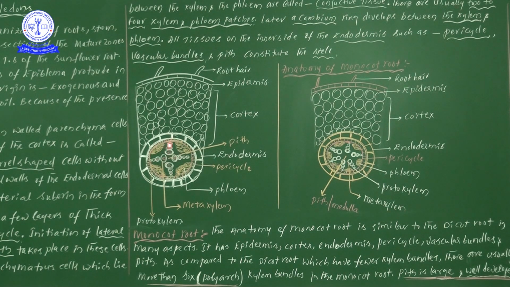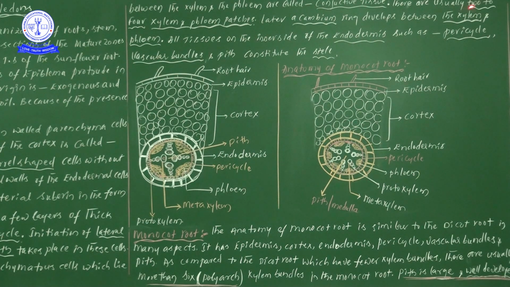Here is the xylem and here is the phloem. Here we find a gap. In between this gap we can find the presence of parenchymatous cells. From our subject point of view, we call these parenchymatous cells conjunctive tissue, which is situated between both xylem and phloem.